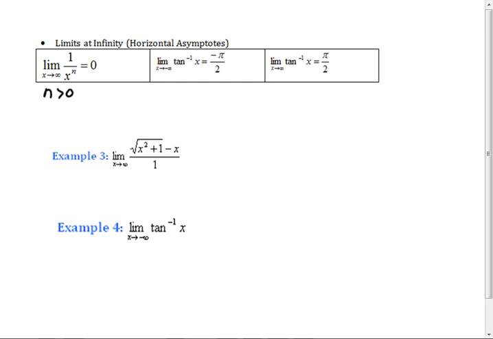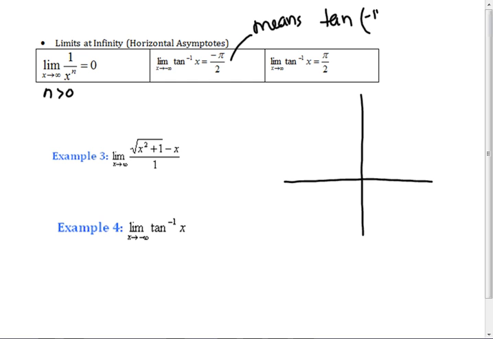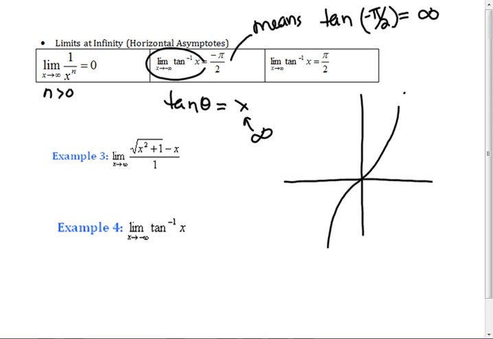And this is the inverse tangent function. You either can know it or figure it out. I figure it out from the original function, because what does this mean? This means the tangent of the angle is equal to x, which is going to infinity. So what angle is that? Tangent of what angle goes to positive infinity? It's pi over 2. But from which side? From the left. That's how I think about it.